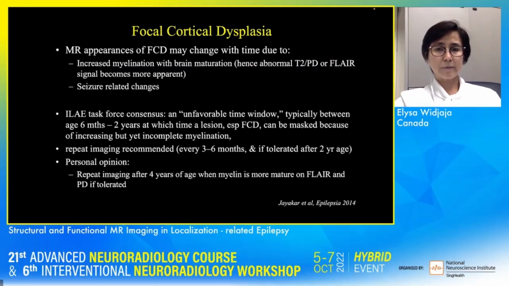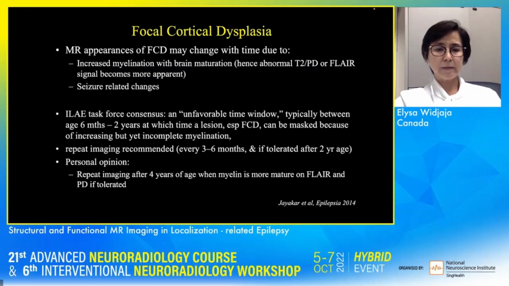The MRI appearance of focal cortical dysplasia may change with time due to increased myelination with brain maturation or due to seizure-related changes. The International League Against Epilepsy has indicated that there is an unfavorable time window, typically between the age of 6 months to 2 years, at which time a lesion such as focal cortical dysplasia can be masked because of increasing but yet incomplete myelination. They have recommended repeat imaging every 3 to 6 months and, if tolerated, after the age of 2 years.